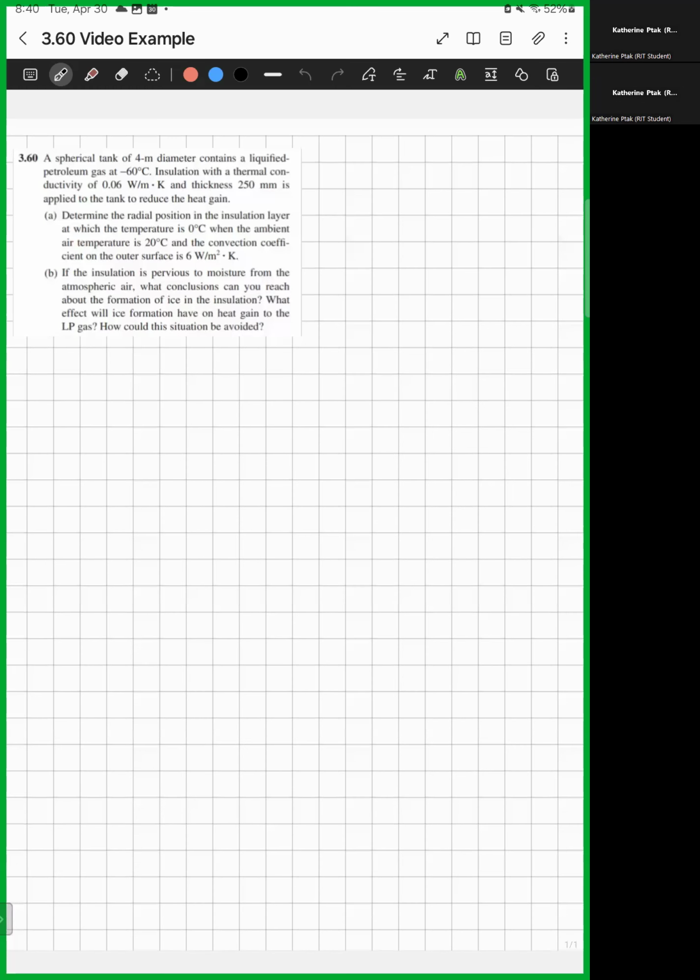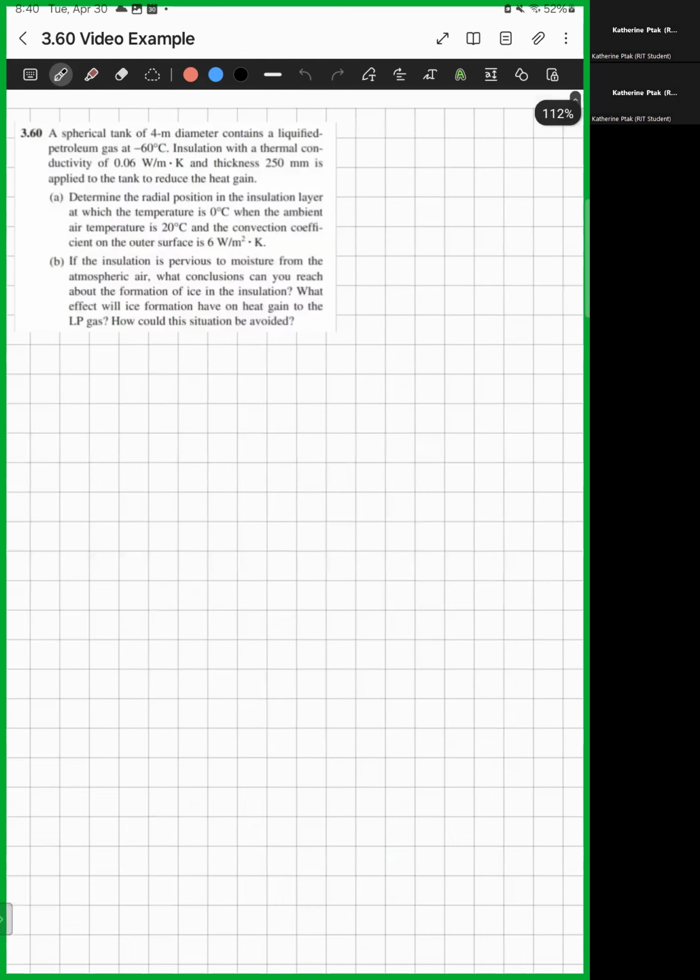All right, so we are going to go through the example of 3.60. So I'll just read it for you. A spherical tank of 4 meters diameter contains a liquefied petroleum gas at negative 60 degrees Celsius. Insulation with a thermal conductivity of 0.06 watts per meter Kelvin and a thickness of 250 millimeters is applied to the tank to reduce the heat gain. So first A, determine the radial position in the insulation layer at which the temperature is 0 degrees Celsius.